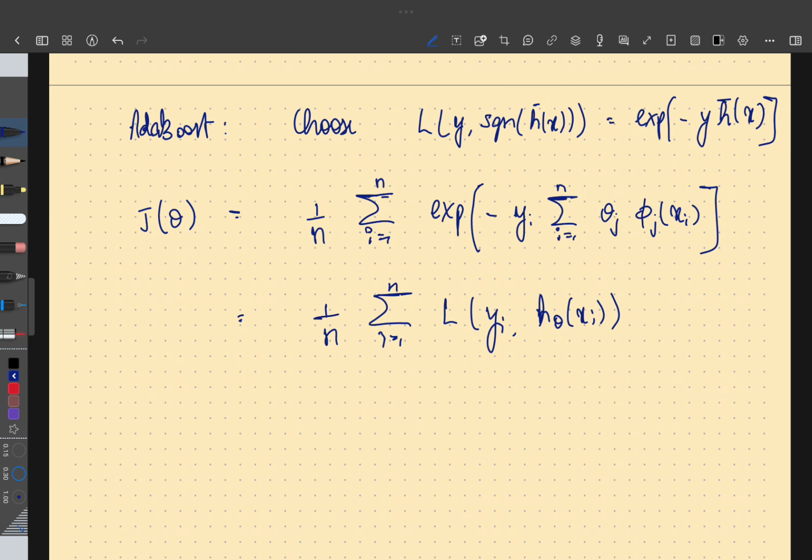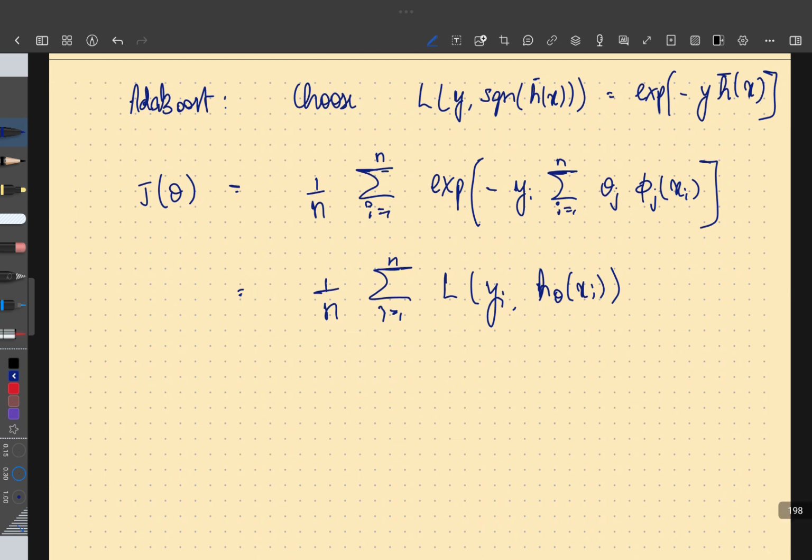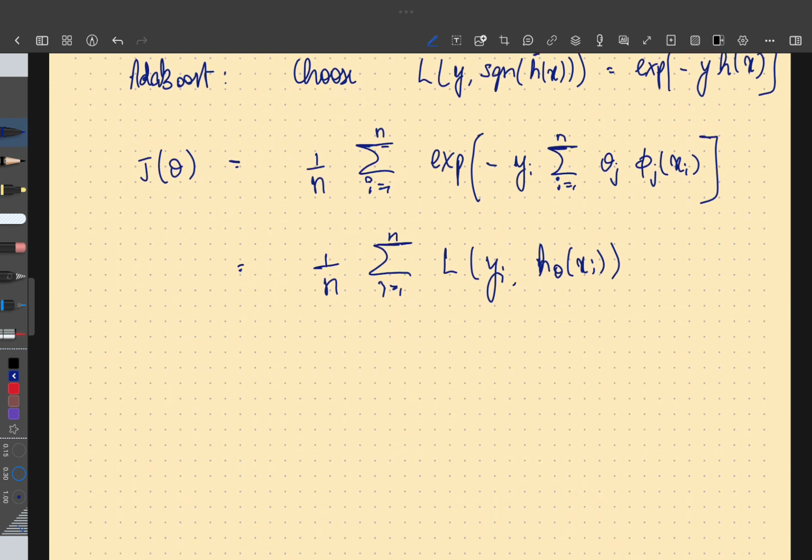Okay, so the goal is to somehow minimize J(theta) with respect to theta, approximately. That's the high level philosophy. One way of trying to minimize J(theta) is using gradient descent. So you start with a particular theta naught. Remember, theta is an infinite dimensional vector.